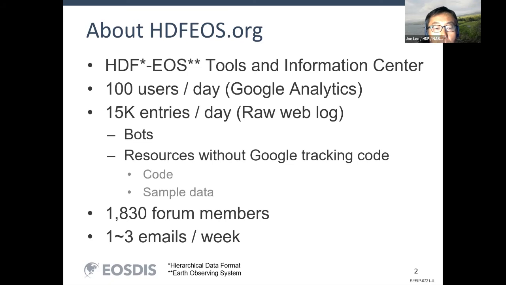However, if I check the raw web logs, I can see about 1,500 entries per day. The difference is due to the bots and some web pages that do not have Google tracking scripts, like code and sample data. And to reduce the email traffic and share knowledge more efficiently with the public, we have a forum. So far, we have about 1,830 forum users. And we get about 1 to 3 emails per week related to our website.